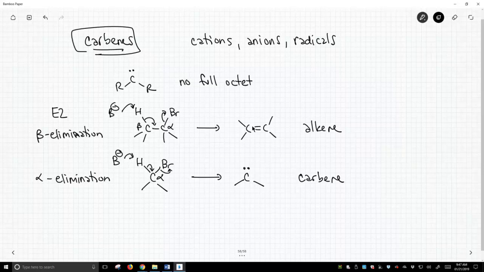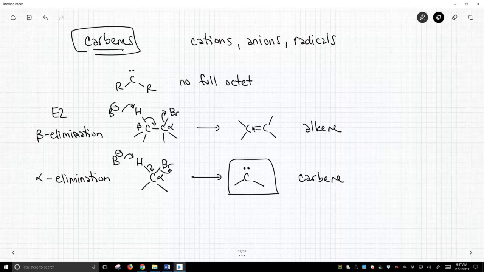So one way to form carbenes, it's often used to form carbenes, is through something called an alpha elimination. Certainly isn't the only way, but it's one of the common ways. Carbenes do all kinds of crazy chemistry. They insert into bonds, and actually they do a lot of very useful chemistry as well.